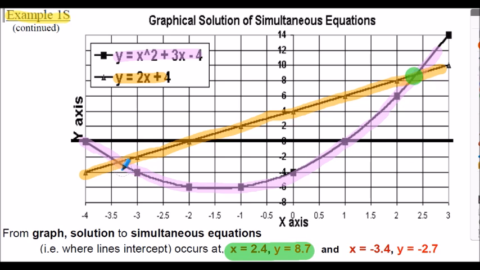And our second solution is over here. And again, reading the x-axis value, that would be in the region of negative 3.4. And the y value, again estimating, would be in the region of negative 2.7. So our second solution here. So that's how we solve simultaneous equations relating to a quadratic and a linear equation and find the solutions located at the intercept points. On the next slide, I will show the analytical solution for reference.